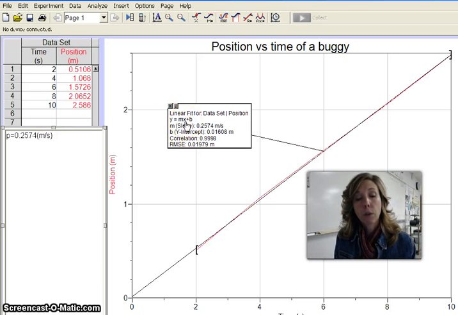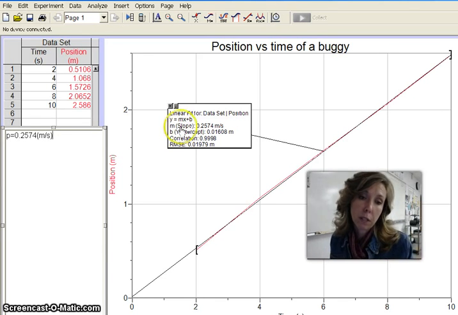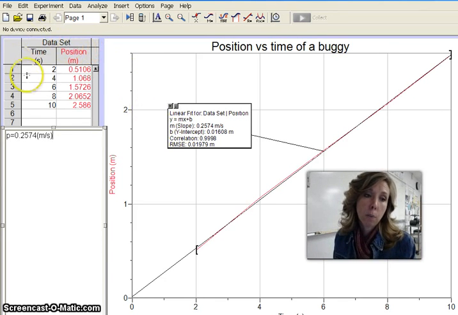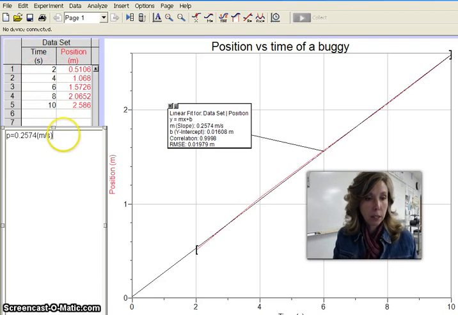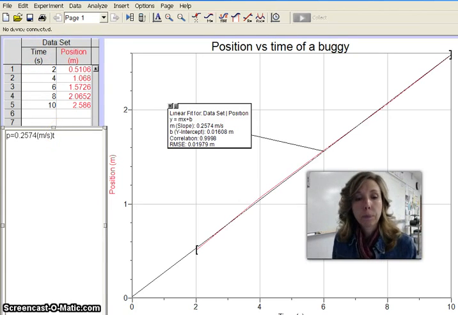Okay, next in our general equation is an x. And again, instead of a generic x, I want to put something that's meaningful for what the x variable is in this graph. And so notice that in my x column over here, it's time. So I'm going to put a t then to represent time.